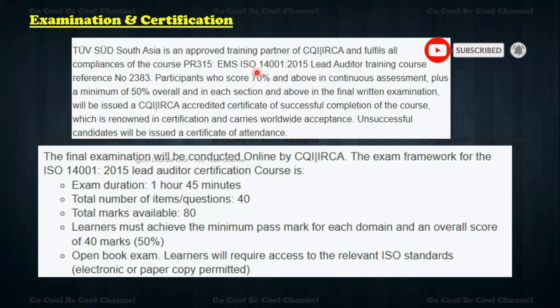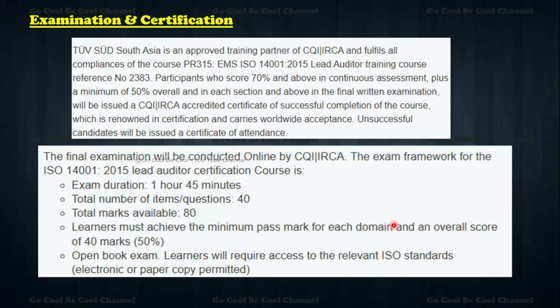Now, the exam framework for 14K is 1 hour 45 minutes. As I said, we have 40 questions in total, with 80 marks available. The learner must achieve the minimum pass mark for each domain. See, my dear friends, 70% is different, but for each domain there are 40 marks available. They would have given maybe 4 scenarios or maybe 5.